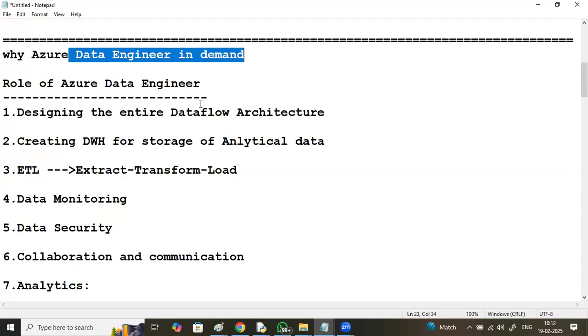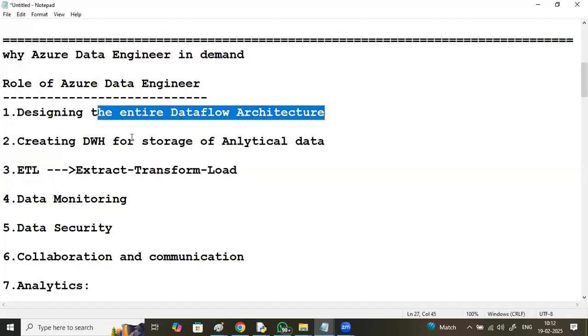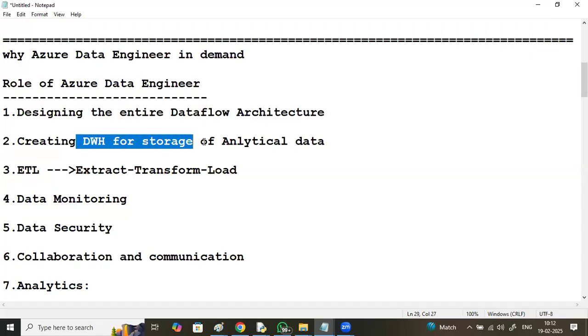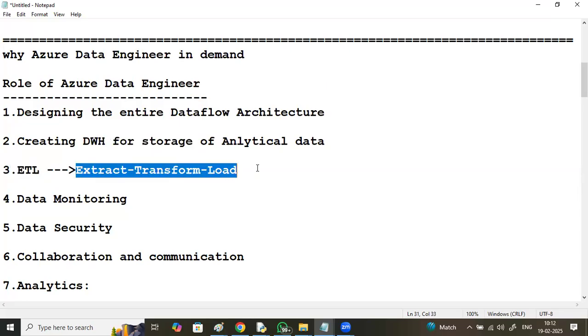The data engineer is going to create a data warehouse for storing all this data, which stores it, makes the data structured, and lets you query the data. And later the data scientist is going to perform some analysis on this. So the main role of the Azure data engineer is designing how the data is flowing, the entire data flow architecture, creating a data warehouse for storing analytical data, and ETL, extract, transform, and load. That is one of the key tasks of an Azure data engineer.